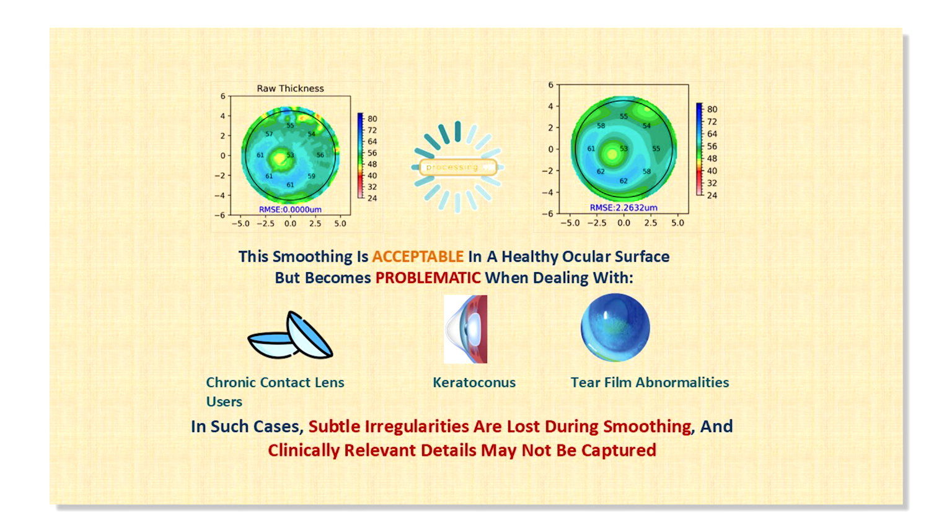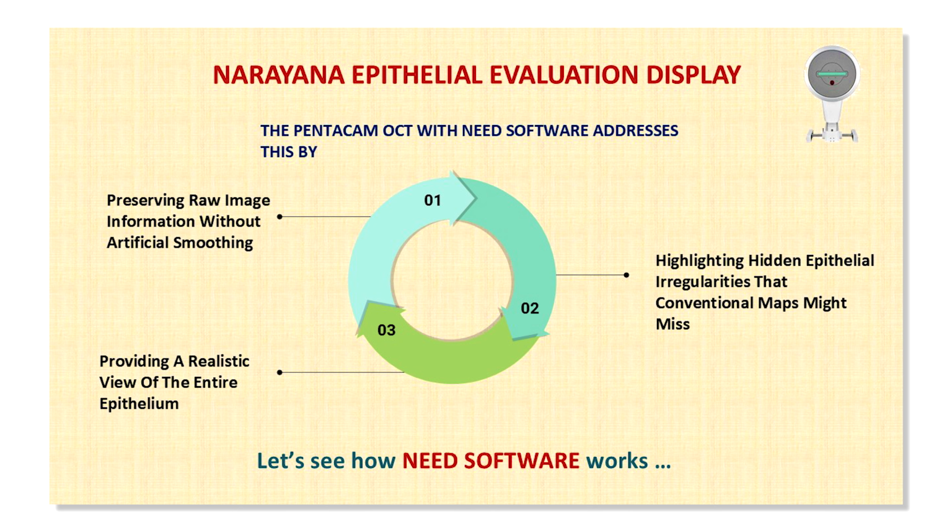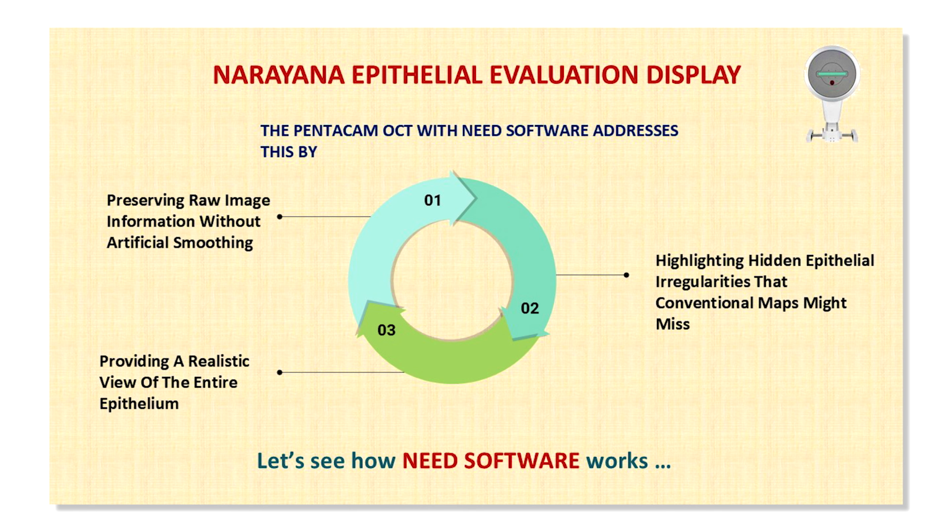So with Oculus, because it's a high definition OCT, what we are trying to do is preserve the raw image information without artificial smoothing. You can maintain the irregularity data intact as it is, and it doesn't need to be smoothened out. And with that, we are highlighting the hidden epithelial irregularities that the conventional maps might miss, and that will provide a realistic view of the entire epithelium rather than a so-called pseudo image.